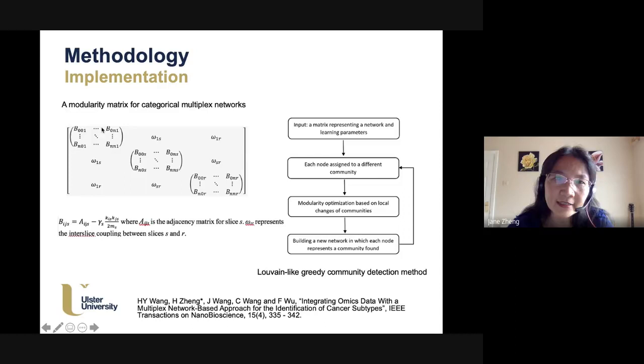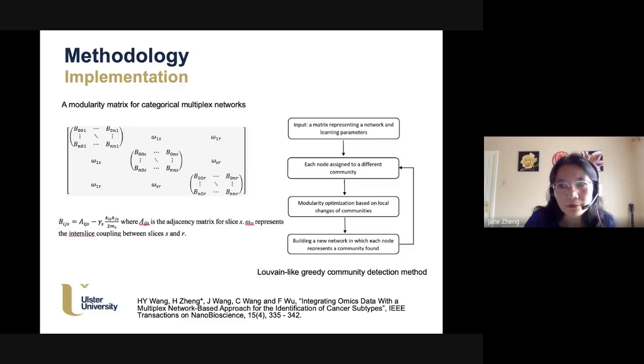And the second one is from the second network, and the third one from the third layer of the network. Then use the adjacency matrix to link them and to establish each layer. And then use the inter-slice coupling strength to couple them together. So that's the big modularity matrix. After we establish the modularity matrix, then we'll be able to run the clustering and detect the community.